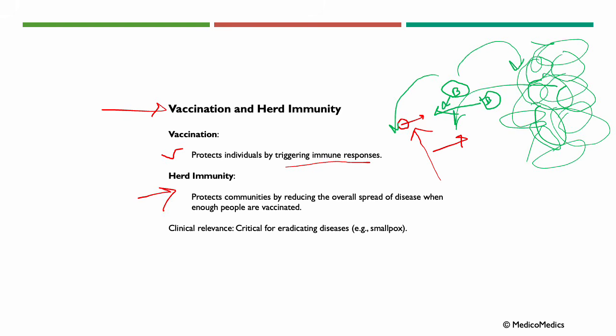So herd immunity protects communities by reducing overall spread of disease when enough people get vaccinated. And this is clinically relevant because it's critical for eradicating diseases like, for example, smallpox. So vaccines protect individuals and communities. Herd immunity, specifically, works like a firewall which blocks diseases from spreading when enough people are immune.